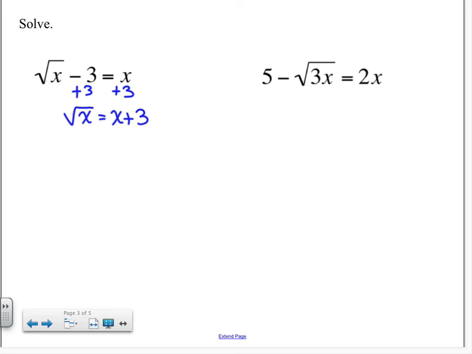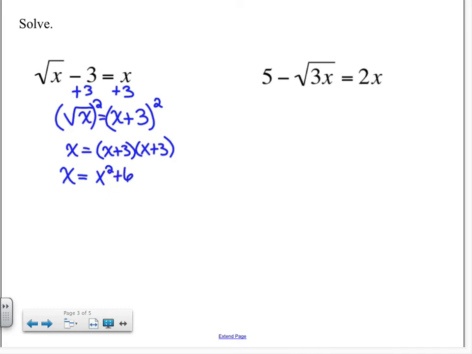Okay, I know that there's an x on both sides of the equation, but we still just want to isolate the square root on one side because that allows us to square both sides to undo the square root. So the square root of x squared is just x. And then we have to square x plus 3. So remember, that's like x plus 3 times x plus 3. So you have to simplify that. So we get x equals x squared plus 6x plus 9.